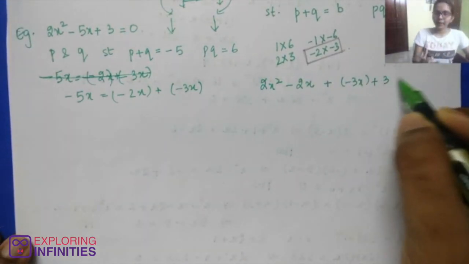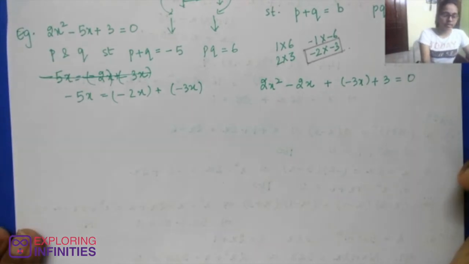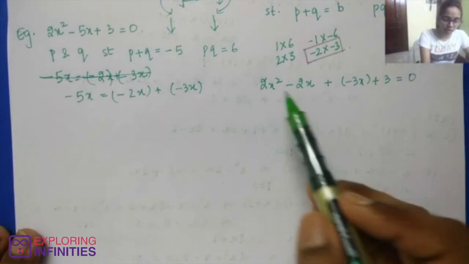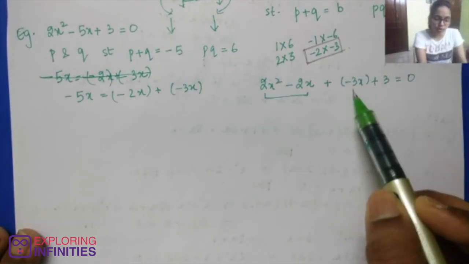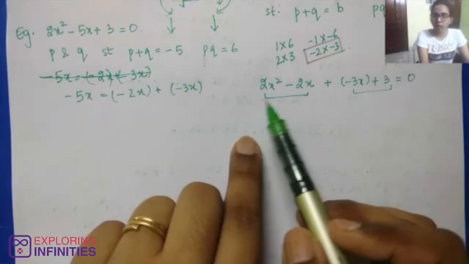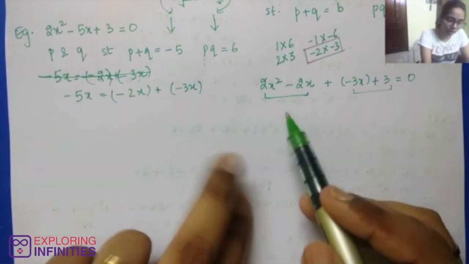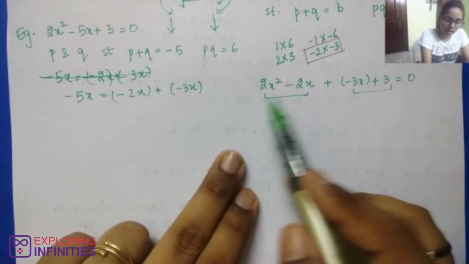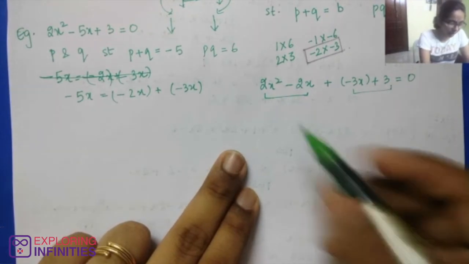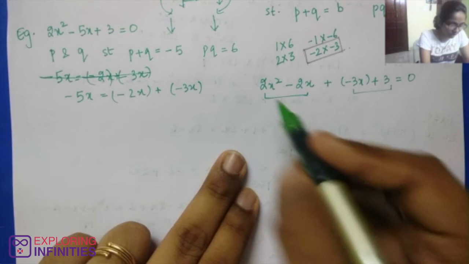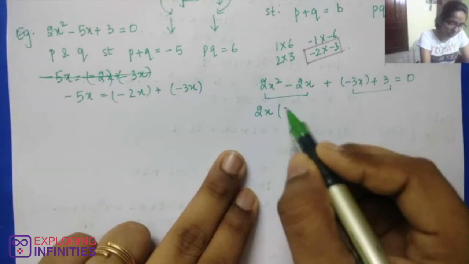So now my next step is, as I said, I'll take common out from the first two and third and fourth terms. The pairs are like 1, 2 and 3, 4. So when I take common out from these, I have 2x, x minus 1, and from these two when I take common out, I have minus 3 and then x minus 1. So I'll write minus 3 x minus 1. Why? Because I have taken out minus 3, so I have x minus 1.